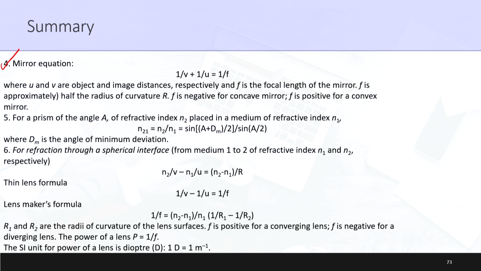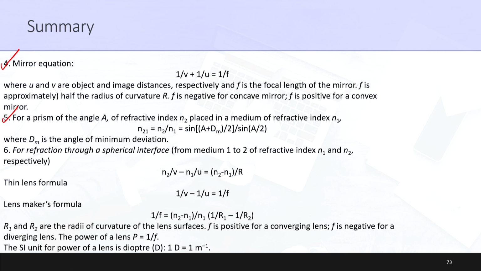Next is for a prism of angle A and refractive index n2 placed in a medium of refractive index n1: n21 is equal to n2 by n1, which is equal to sine of (A plus Dm) by 2 divided by sine of A by 2. You can change it, as sine theta is approximately theta, and write it as (A plus Dm) by 2 upon A/2, that is, (A plus Dm) upon A. Fine. Where Dm is the angle of minimum deviation. So, this derivation has already been explained in the subsequent lectures on refraction through a prism.